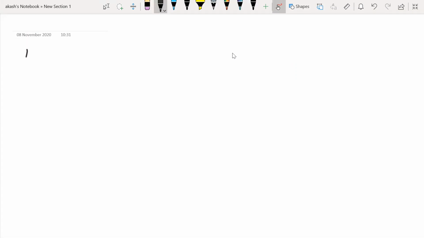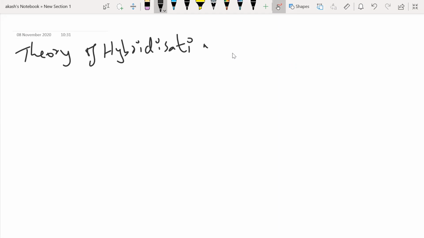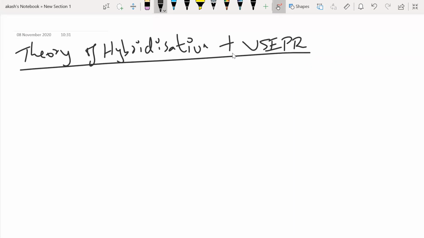So I'm going to combine the theory of hybridization, plus I can combine this with VSEPR. Okay, so theory of hybridization and VSEPR can be combined together and studied. I know what is the full form of VSEPR: valence shell electron repulsion theory. Okay, fine. So we'll see what theory of hybridization says.